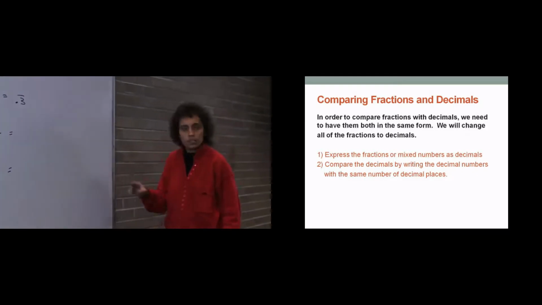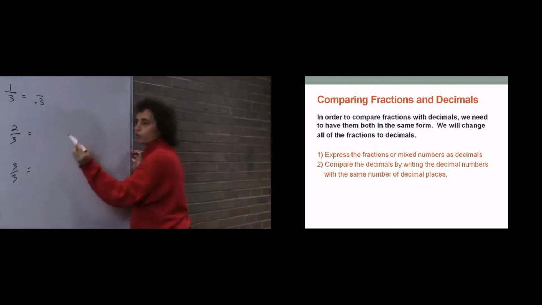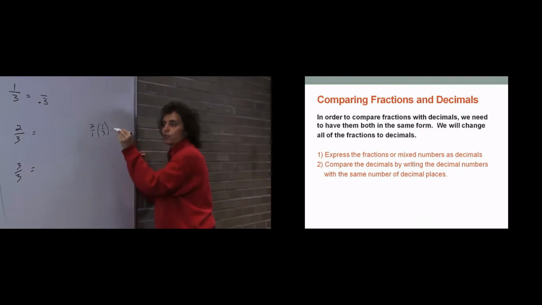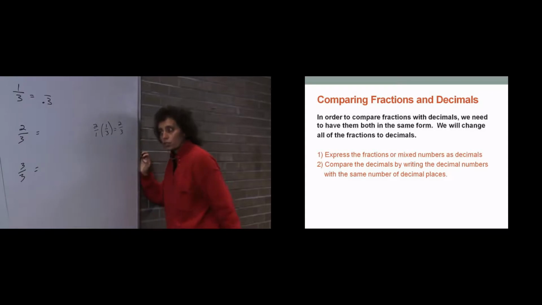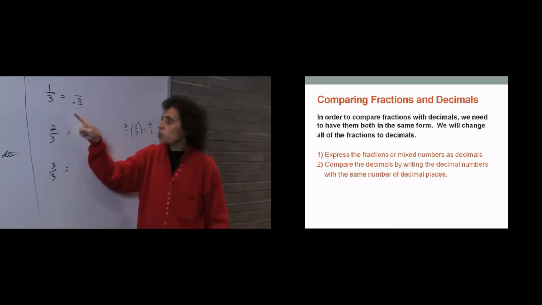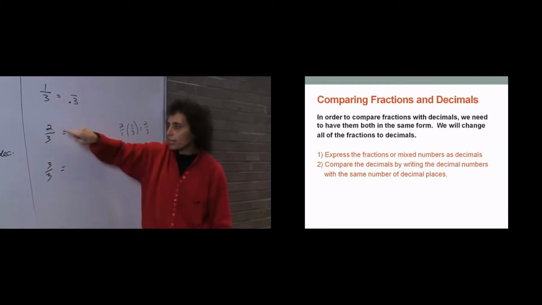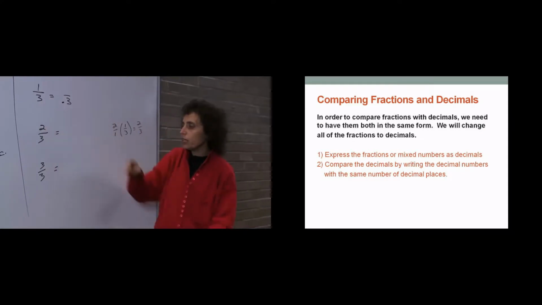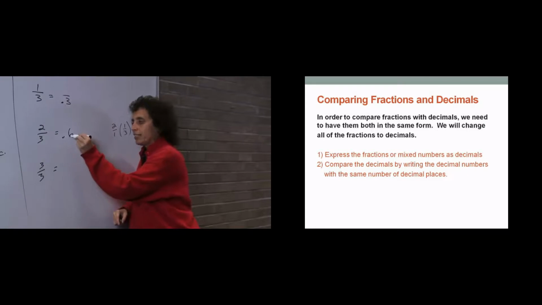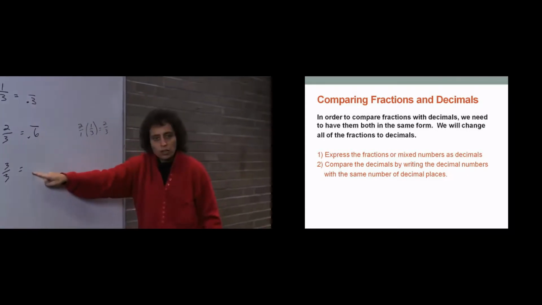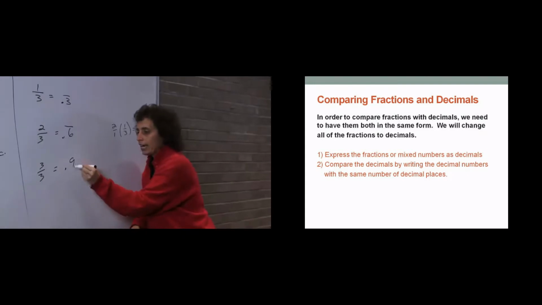Okay, here's the deal. I just want to show you something. 2/3 is really 2 times 1/3. If I have 1/3 and another third, I get 2/3. So this should be double this. So this should be 0.6 with a bar. And now 3/3, oh, bar. Now 3/3 should be 0.9 with a bar.